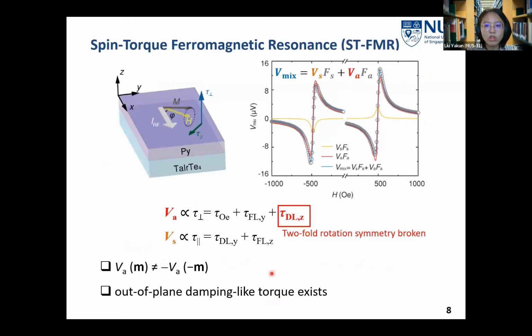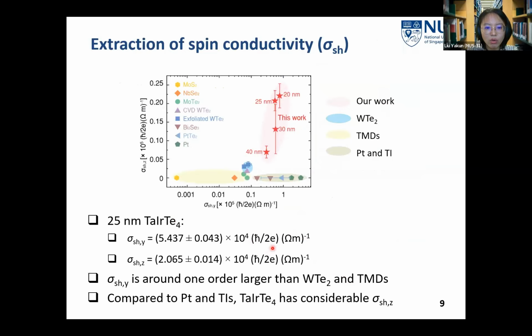Then, in our work, we first examine the out-of-plane damping-like torque using ST-FMR methods. We can see that here, the amplitude difference in the asymmetric part, the red color part, indicates the existence of the out-of-plane damping-like torque induced by the out-of-plane spins. So following the established analysis method, the spin Hall conductivity of this material has been estimated on the order of 10^4. So this is almost one order higher than WTe2 and other TMDs.